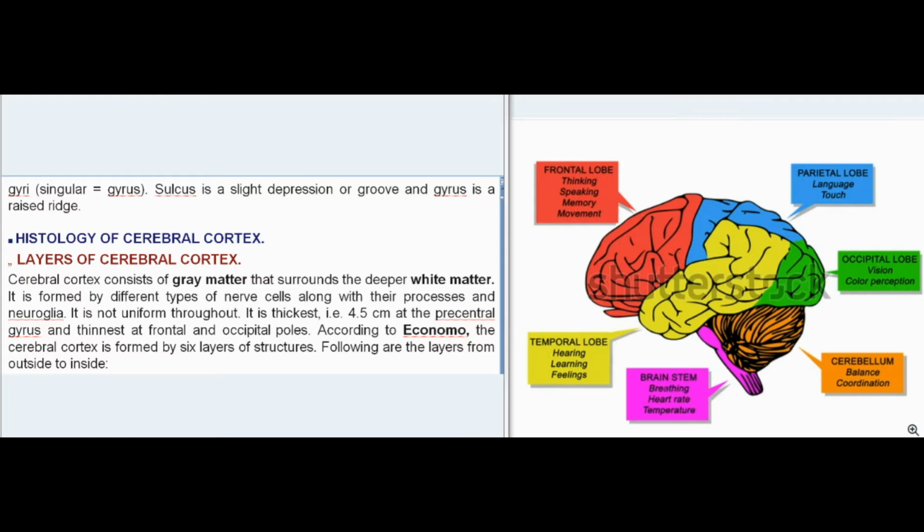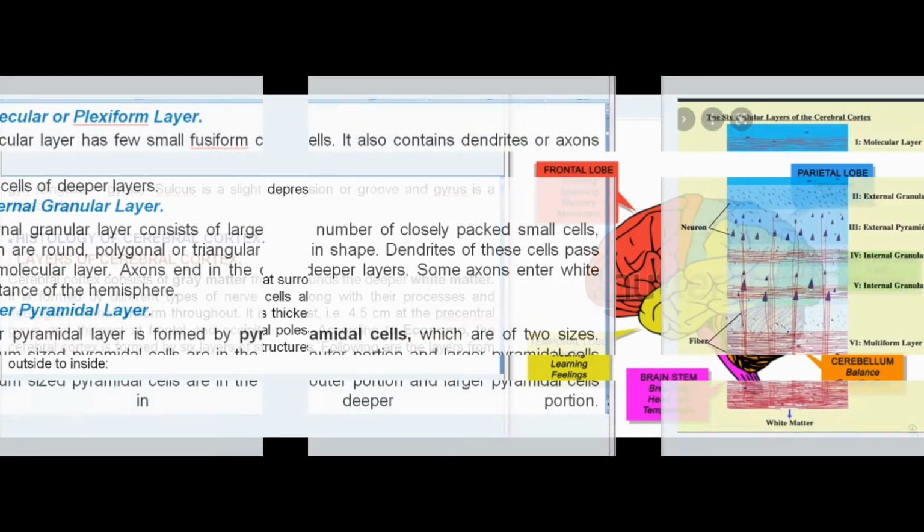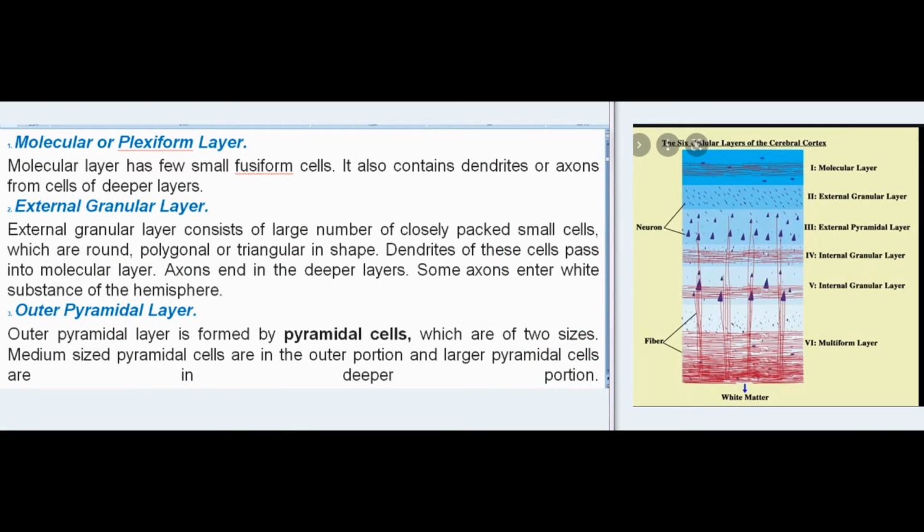According to Economo, the cerebral cortex is formed by 6 layers of structures. Following are the layers from outside to inside. Molecular or plexiform layer. Molecular layer has few small fusiform cells. It also contains dendrites or axons from cells of deeper layers.